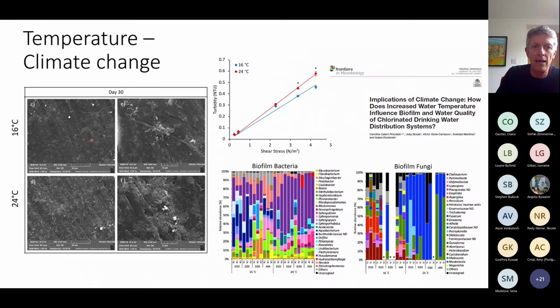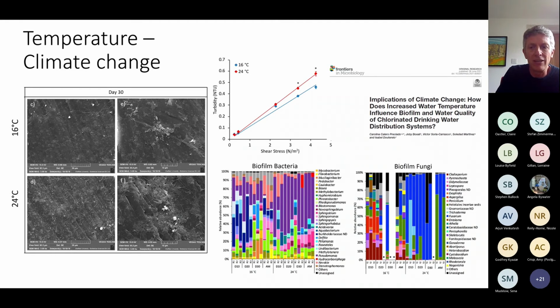The top pair are two zoom levels at 16 degrees. The bottom pair are the 24 degrees at the same two levels of zoom. And you can visually see much more material at the higher temperature, giving this higher turbidity. The bacterial community is a little bit different, and we've seen these stacked bar plots at the two temperatures.